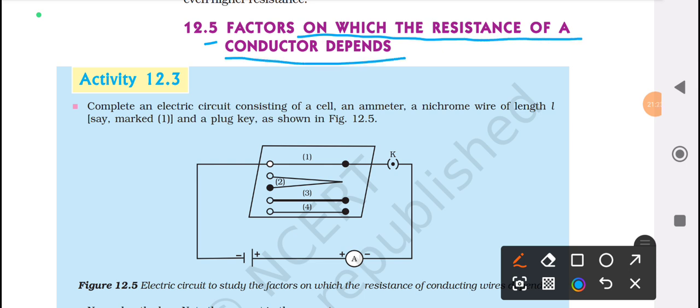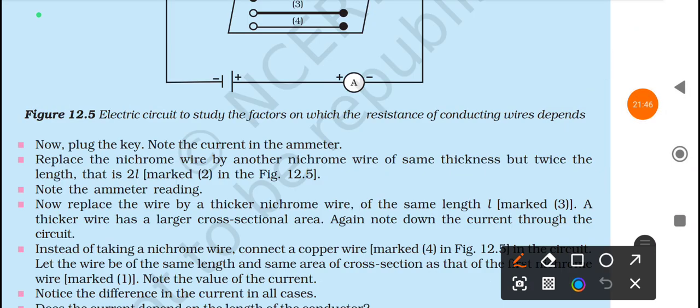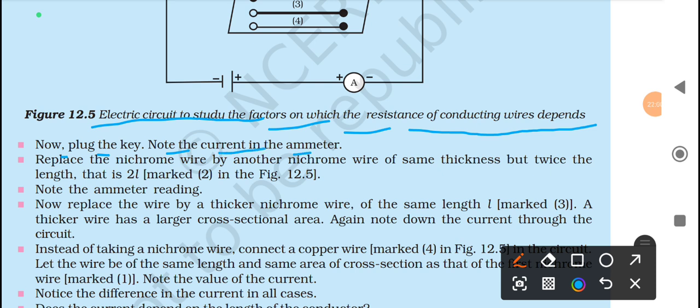Next topic: factors on which the resistance of a conductor depends. Complete an electric circuit consisting of a cell, an ammeter, a nichrome wire of length L, say mark 1, and a plug key as shown in figure 12.5. Electric circuit to study the factors on which the resistance of a conducting wire depends.